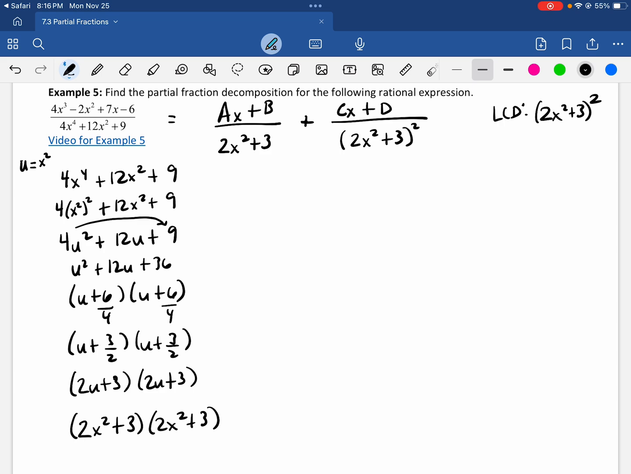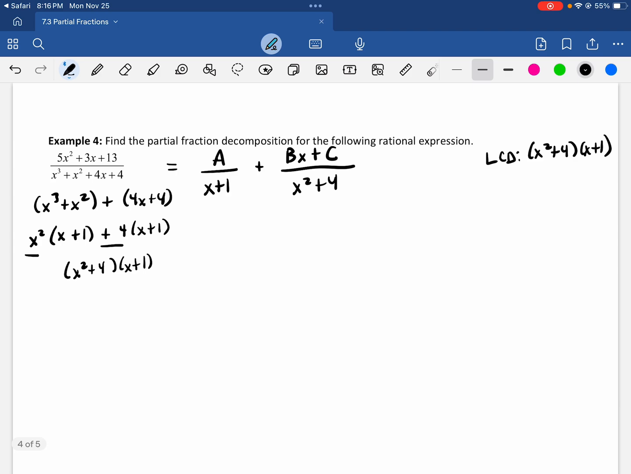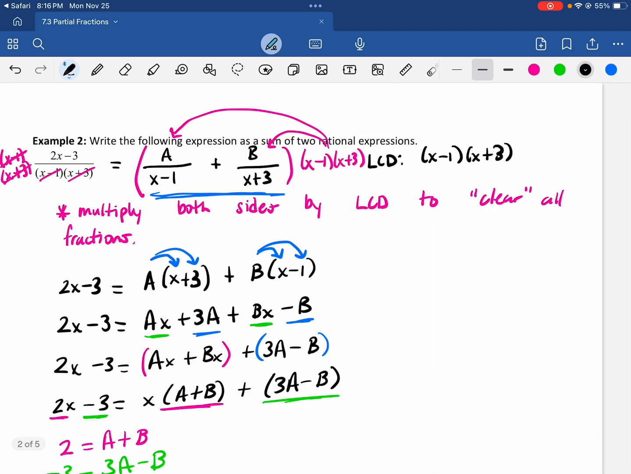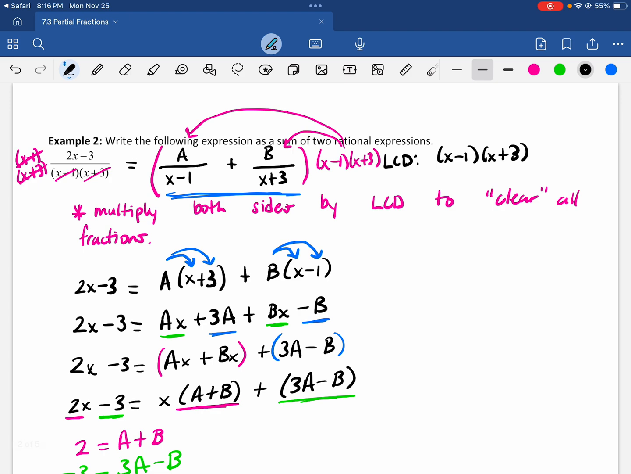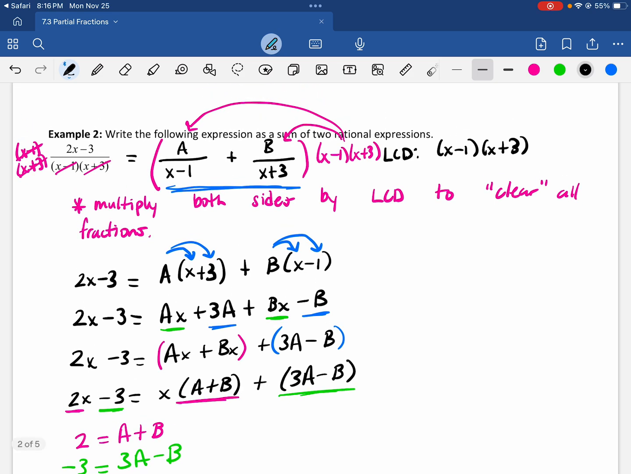Honestly, don't get yourself too caught up if you don't understand examples 4 and 5, right? Those are definitely the more complicated ones. The only ones I'm going to ask you to be able to do on any test or final exam are going to be something like example number 2. So make sure you understand how to do that one and you practice those the most, because those will be the ones that are similar to what you see on your test.